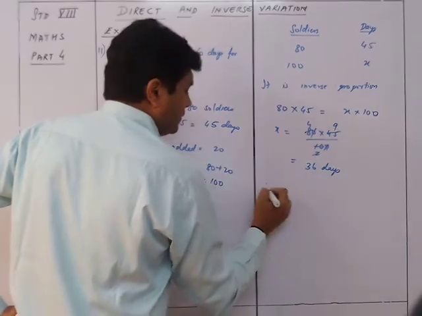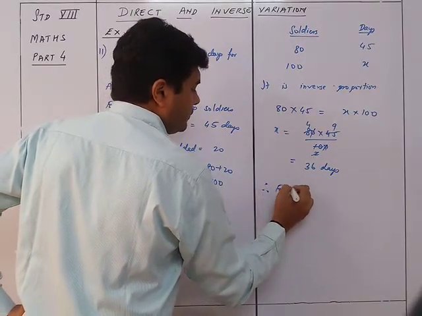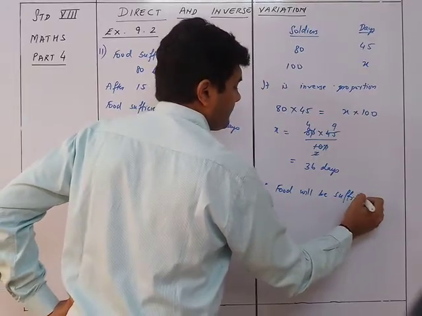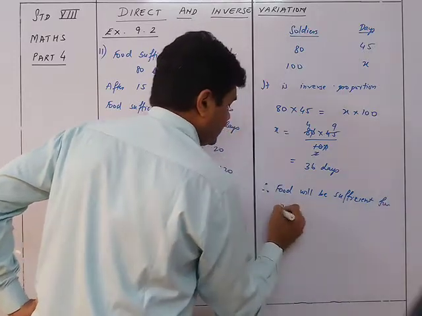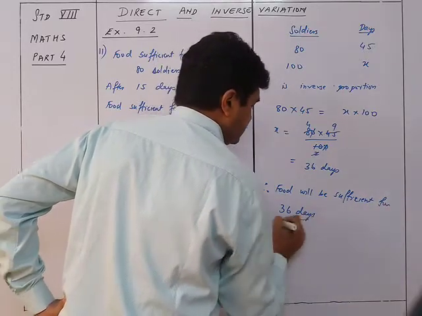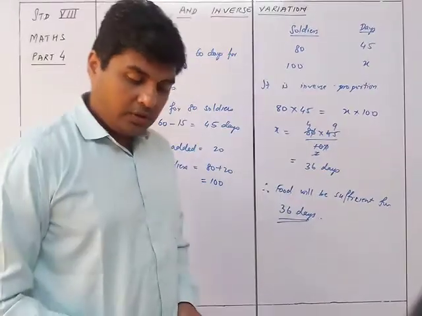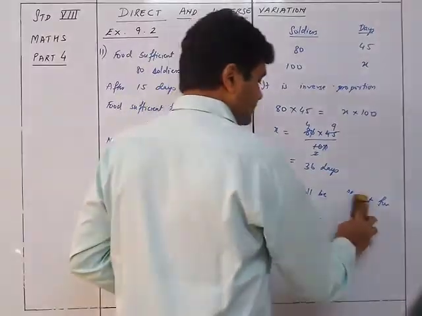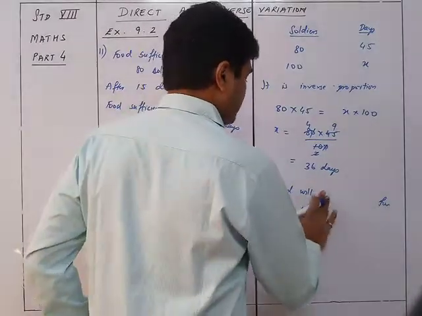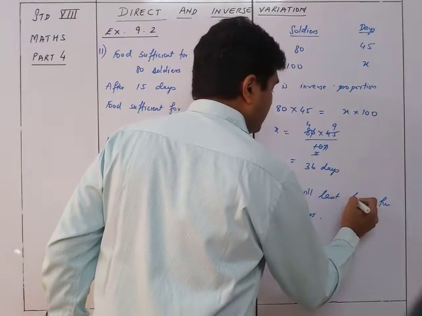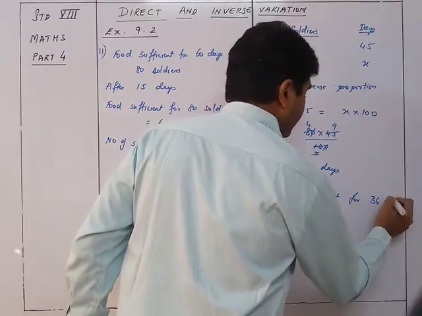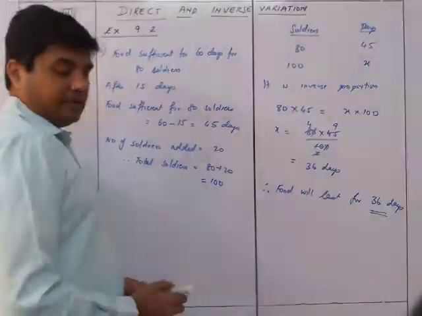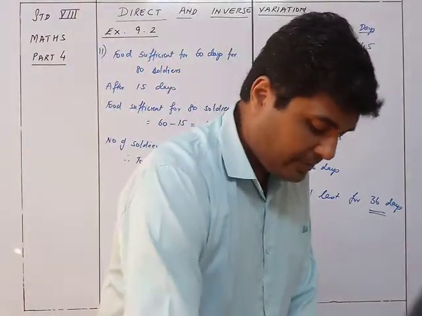Therefore, food will be sufficient for 36 days. Okay, so how long would the food last? The food will last for 36 days. Is it clear? So this was the sum number 11.